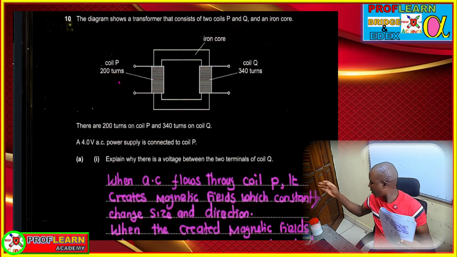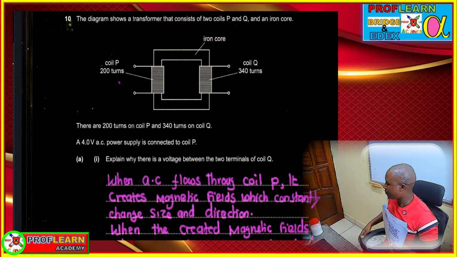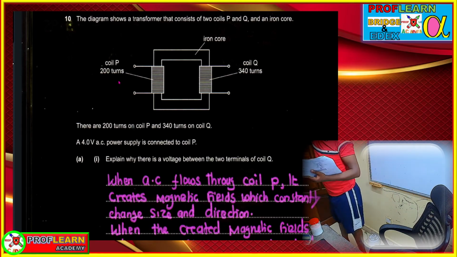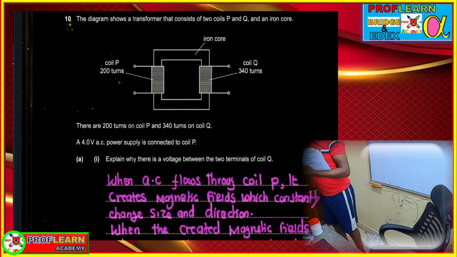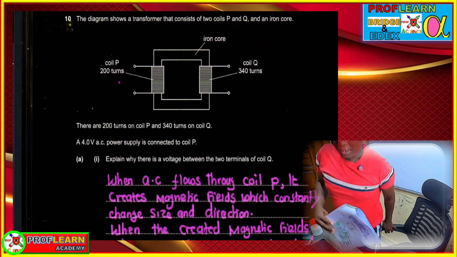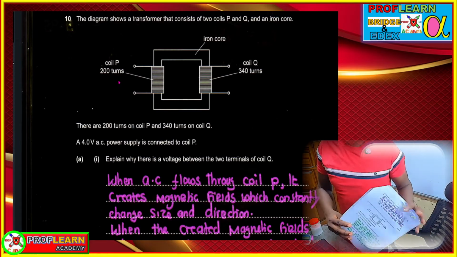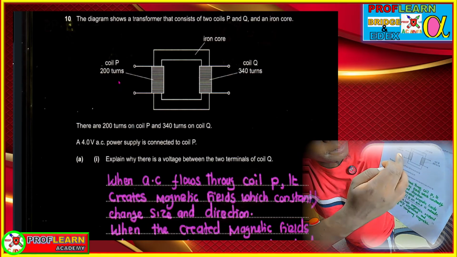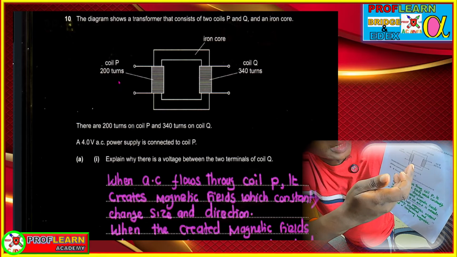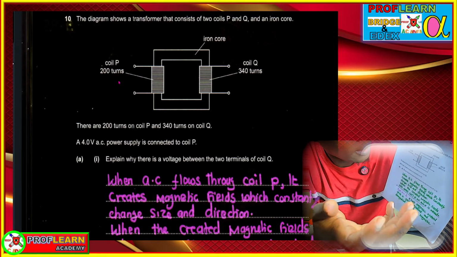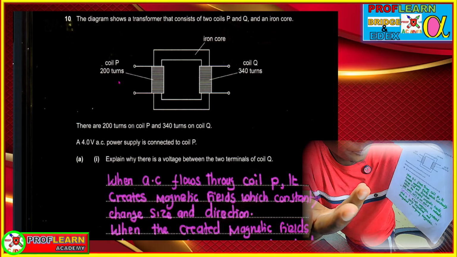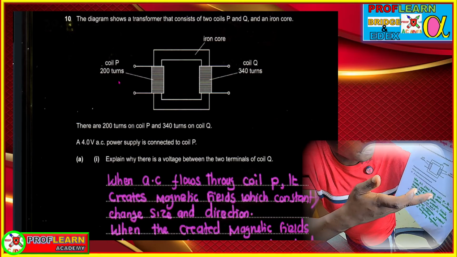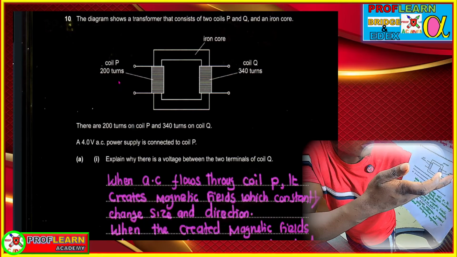So let's talk of a scenario whereby you are given a transformer, and you can see here we have a transformer which has 340 turns in the secondary. In the primary we have 200 turns, which means this is basically a step up transformer. So explain why there is a voltage between the terminals of Q.